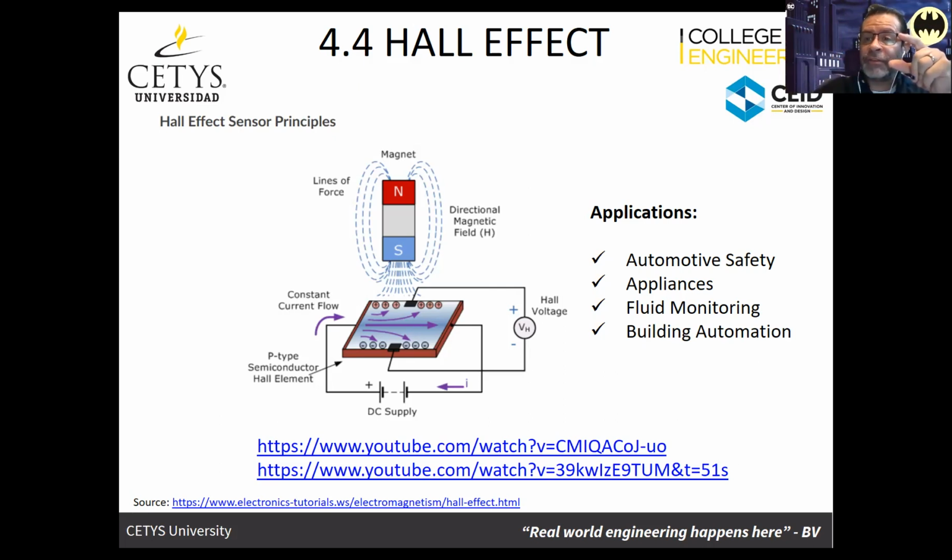If we move the magnetic field or change any of the parameters, the current, the material, the thickness, or the magnetic field, we're going to see a change in the Hall effect. So if we have this thin element and we move the magnetic field or move the element, then we're going to see a change in the Hall voltage. And this application is used for sensors and for many applications: automotive safety, appliances, fluid monitoring, and even building automation. There are easy ways to do switches using the Hall sensor principles.